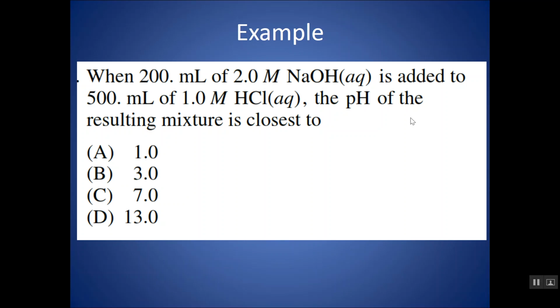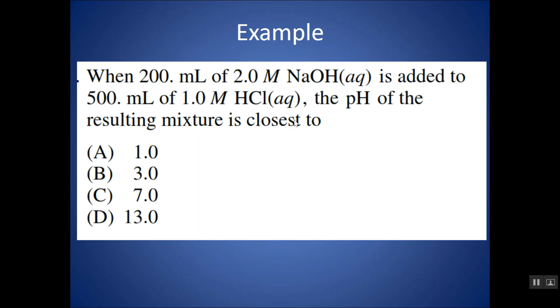Now that you know about the pH of strong acids and strong bases, you can actually even apply this to a stoichiometry kind of problem, or really what turns out to be a neutralization or titration. So for this example, 200 milliliters of 2 molar NaOH is added to 500 milliliters of 1 molar HCl, and they want to know what the pH is going to be closest to.